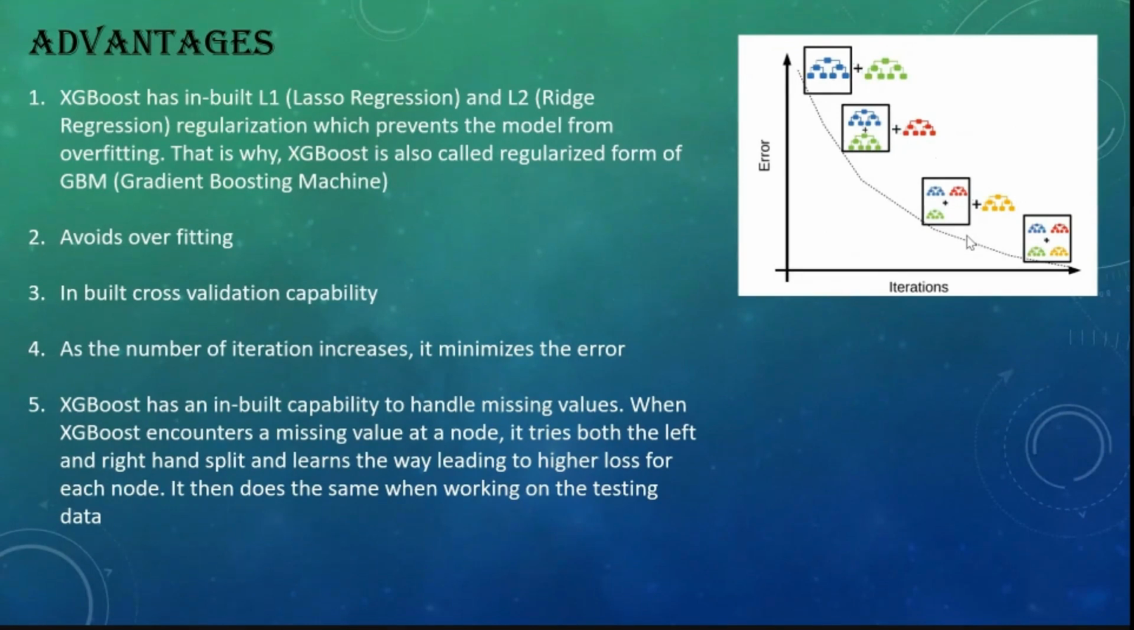Next, XGBoost has inbuilt capability of handling missing values. So at each node, it understands what is going to the left, what is going to the right, and it tries to accommodate every error into it and goes on calculating the rest of the outcomes.